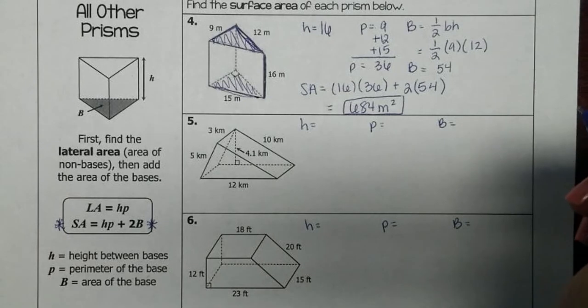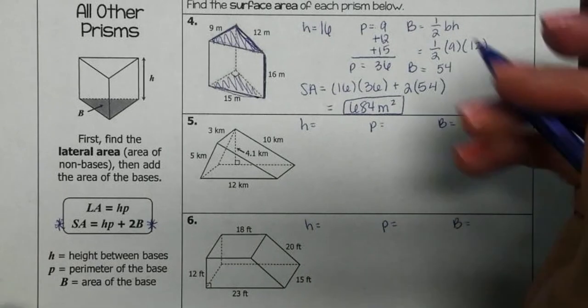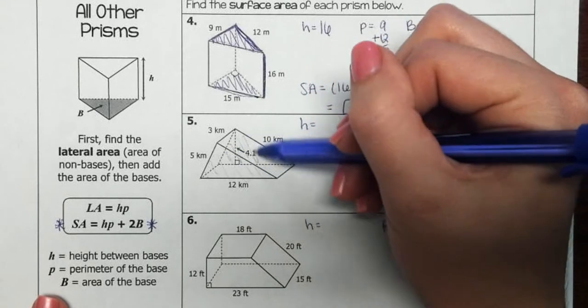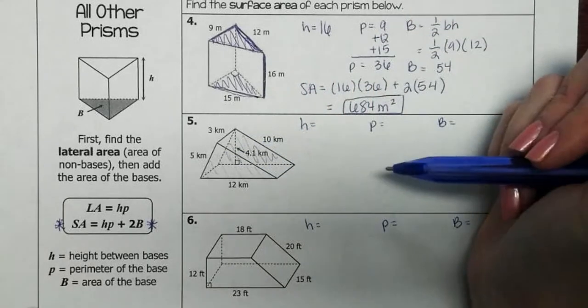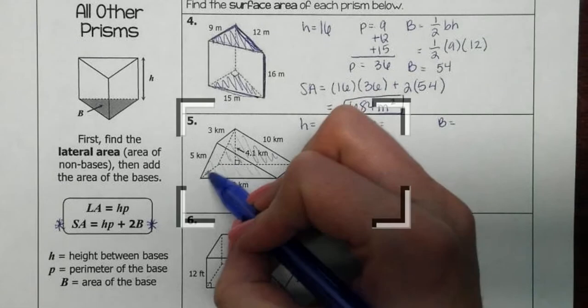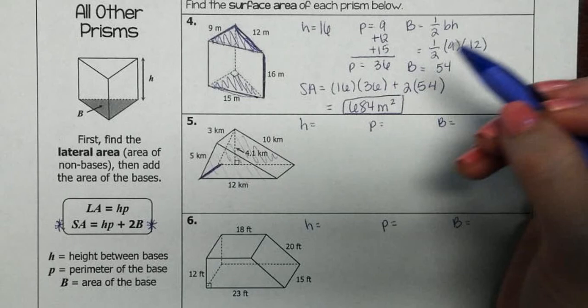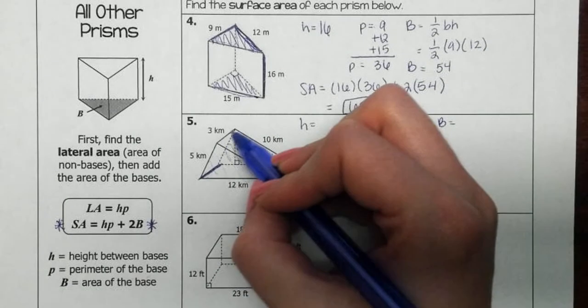Okay, let's look at number 5. So number 5, we need our height between our bases, we need our perimeter of our base, and we need our area of our base. So our bases are the front and the back of this figure. So the height between them is going to connect them right here, which is also connecting them right here, which is going to be 3.